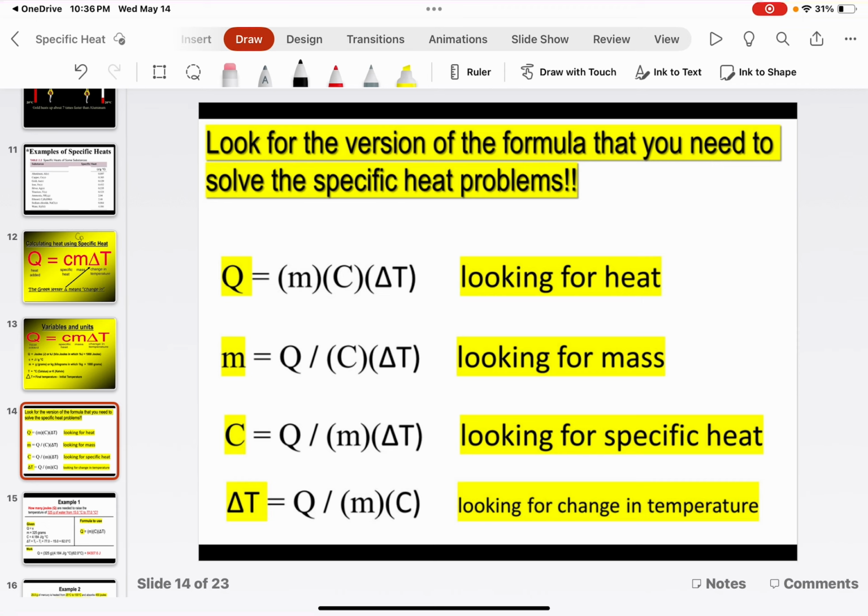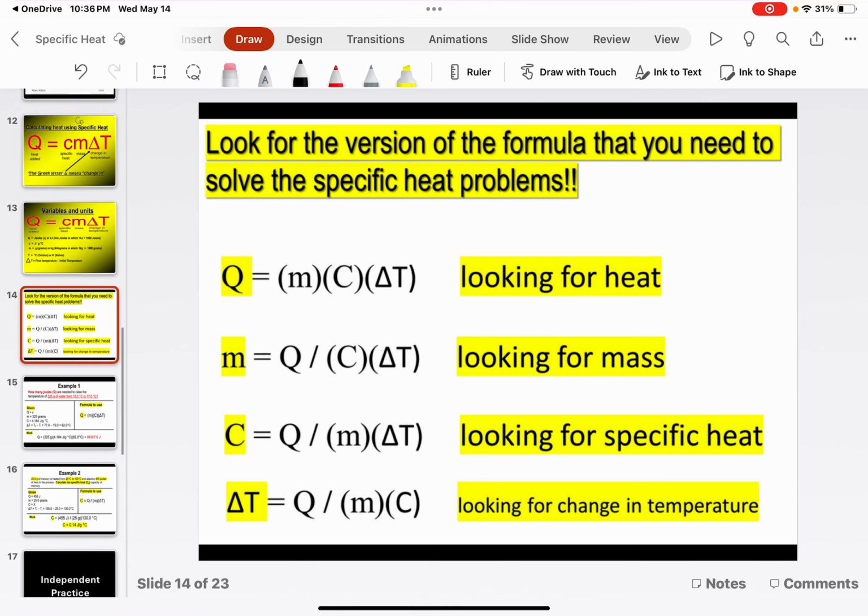Okay, the other thing is that in the notes, you also have how the formula has already been manipulated. That formula has already been changed for you. So if you want to solve for Q, that's the original formula: mass times specific heat times delta T. If you want to find mass, it's Q, which is heat energy, divided by specific heat times change in temperature. If you want to find specific heat, it'll be Q divided by mass times change in temperature. And if you want to find the change in temperature, or delta T, it's going to be Q over mass times specific heat.